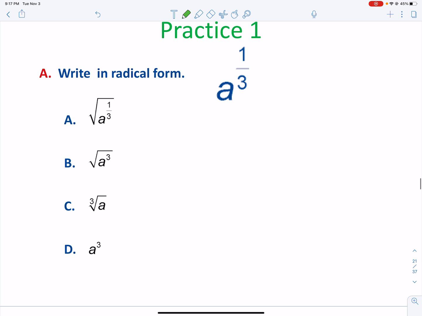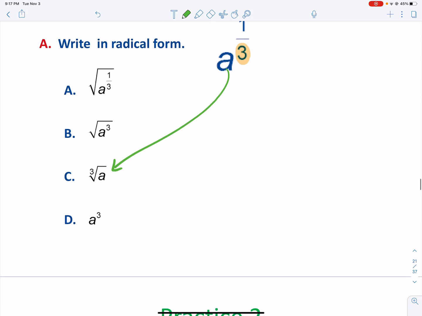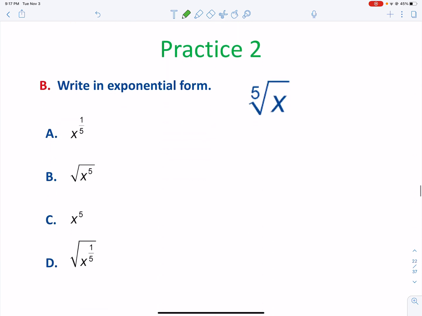Okay, so it wants me to write this in radical form. So I'm going to write that into radical form, which would mean that this is becoming a cube root, which means that would go with this one. So this would be the cube root of a. And then this one is wanting it written in exponential form. So since this is a 5, I would be saying x to the 1/5. That would be exponential form.